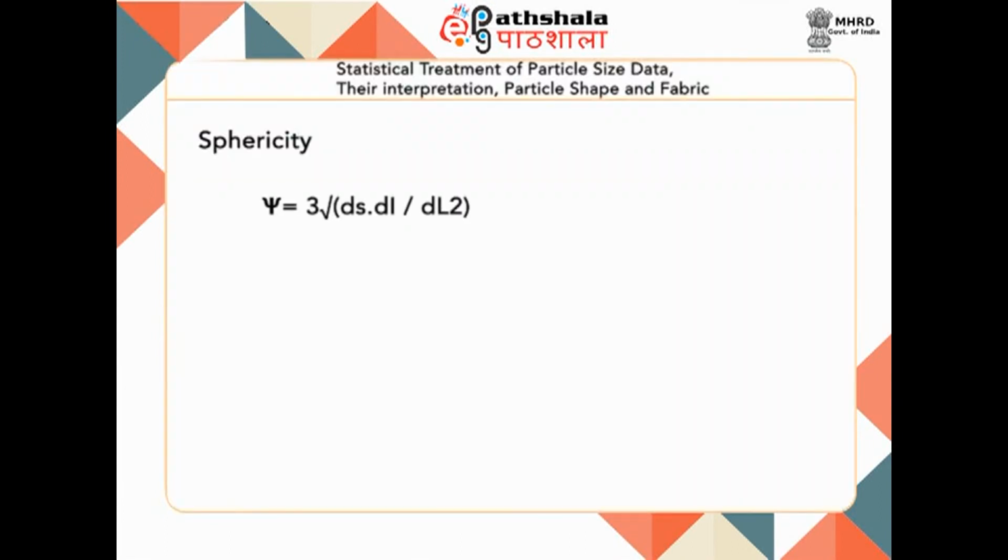For an ellipsoidal grain with 3 axes of diameters, that is the large, intermediate and the short axis, the sphericity is defined as the cube root of the product of small and intermediate, divided by the larger diameter squared. For grains of any other shape, sphericity is defined as the ratio between the surface area of a sphere having the same volume as that of the grain and the actual surface area of the grain.